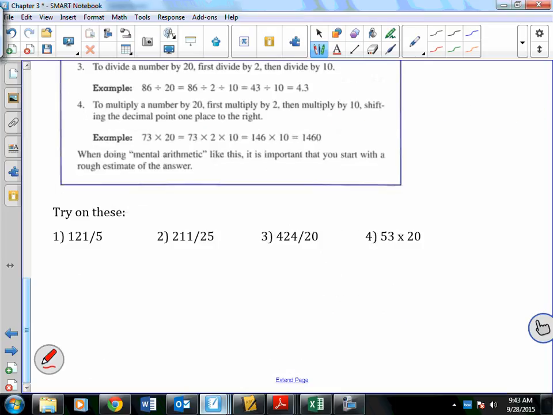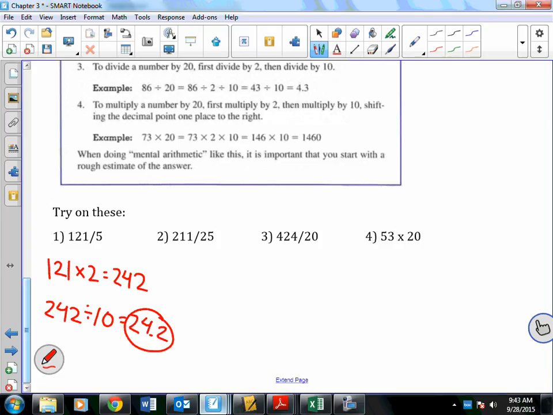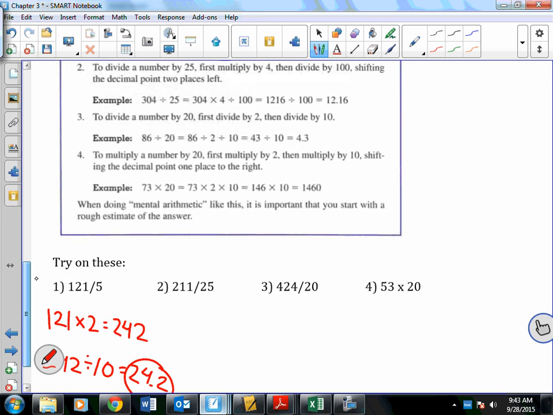So I'm going to use that trick down here. To do 121 divided by 5, the first thing I'm going to do is multiply by 2 to get the number 242. And then I take 242 and divide it by 10. To divide by 10, I just move the decimal place one to the left. I get 24.2. I can do that all in my head. That probably would have been a hard one to do without a calculator before.